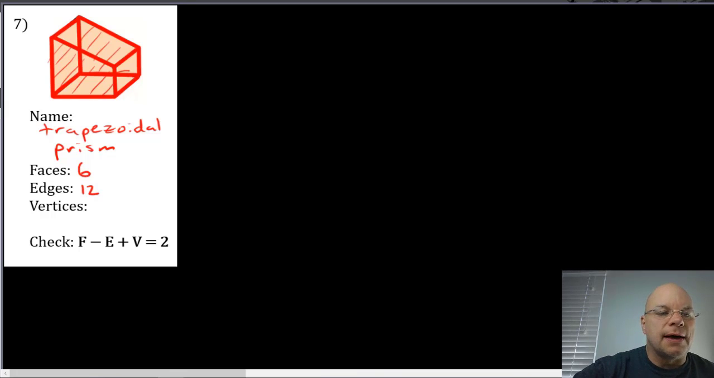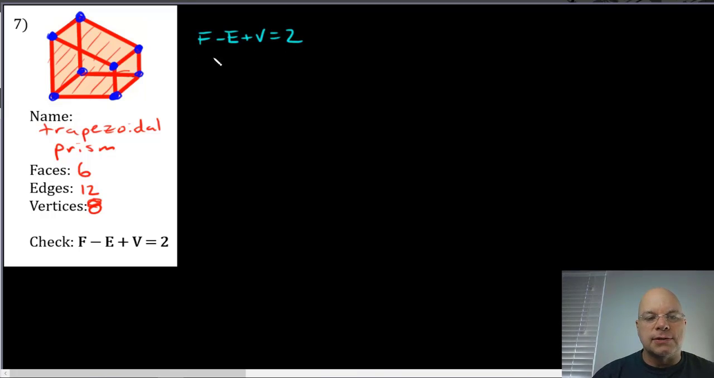As far as vertices, vertices are where the edges intersect. So we have 1, 2, 3, 4 vertices here. And then 1, 2, 3, 4 more back here, for a total of 8 vertices altogether. And that's a lot of counting, so it's nice to have a formula to check. And we have Euler's polyhedron formula, so I'm going to rewrite it. You're checking your count for each problem by substituting into this formula.